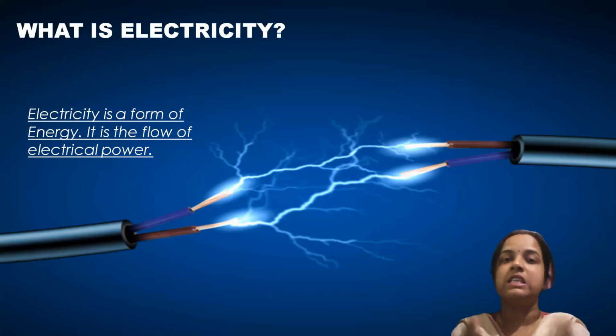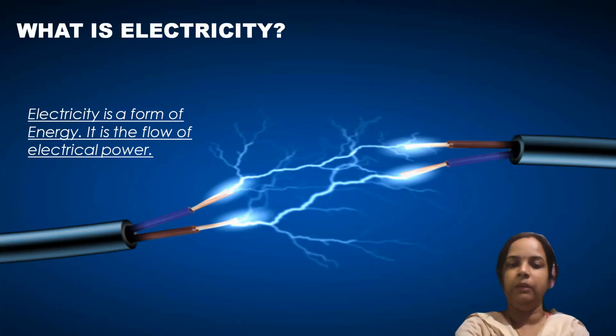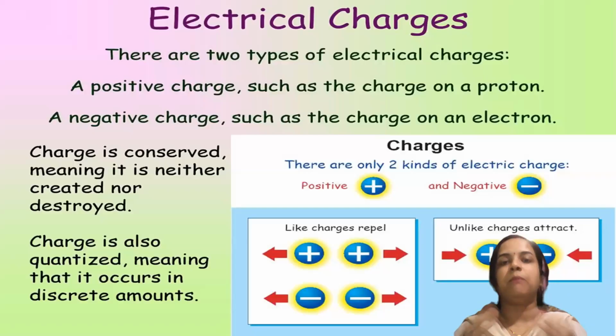Electricity is a form of energy. See, everything in this universe is in the form of energy, because you have also heard of the conservation rule, that energy can neither be created nor destroyed, right? Energy just changes its form from one form to another. So everything in this universe is in the form of energy. So electricity is also a form of energy. It is the flow of electrical power. Okay. Now, moving ahead. To understand electricity better, you have to understand what charge is.